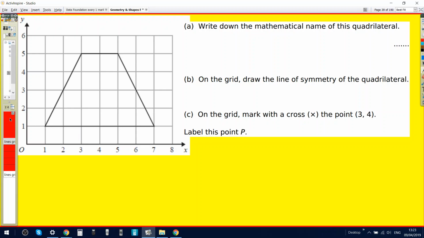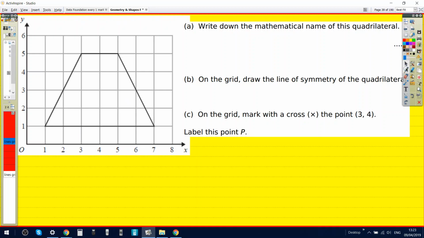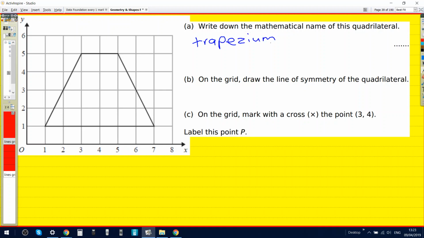Okay, let's try this. Okay, write down the name of this quadrilateral. I don't know this one actually. So it looks like you can jump on it like a trampoline, trapezium. Trapezium. Right. Or maybe you're old enough to remember a trapezium from a circus. Yeah, of course.